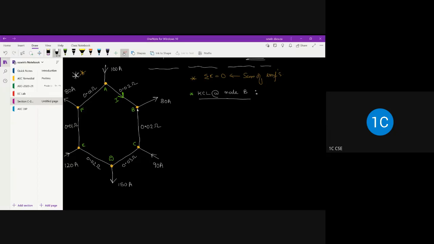Now, at node B, what is it that you are seeing? You see, current is entering here. We have assumed I in this particular direction. At the same node, 80 amps current is outgoing. And there should be some current flowing from B to C as well. Since the direction is not given, I will assume it in this particular direction, let's say clockwise. Trust me, even if you take it in anti-clockwise direction, you will get the same answer.